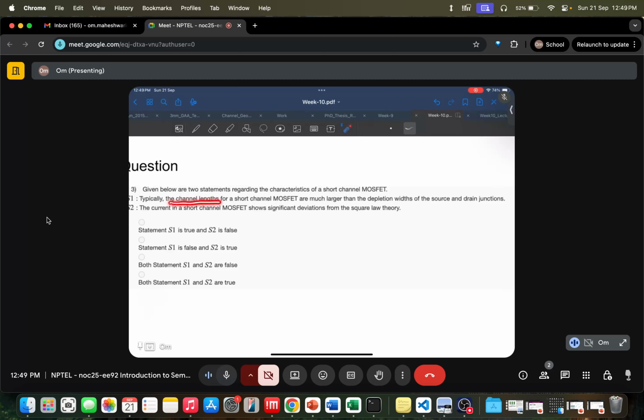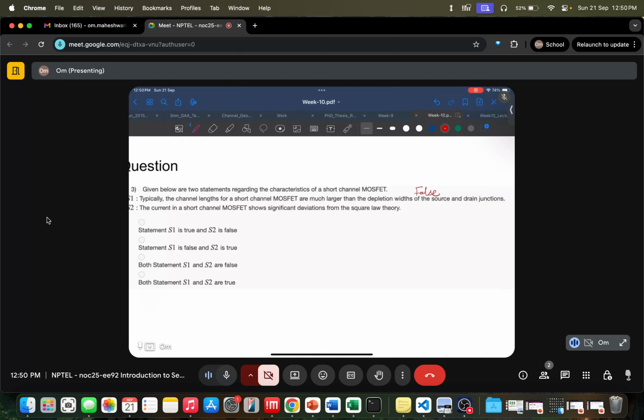So the first one is obviously false. The channel length for a short channel MOSFET is not much larger than the depletion width. It is the whole concept of short channel MOSFET, the problems of short channel effects that we have. That is due to those depletion regions being comparable to the channel length in the short channel MOSFET, which cause reduction in gate control, threshold voltage reduction, and increased control of the channel by the drain. Those are the problems that are actually caused by the comparable size of depletion widths compared to the channel length in short channel MOSFETs.